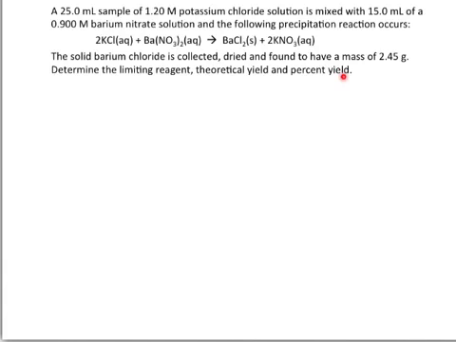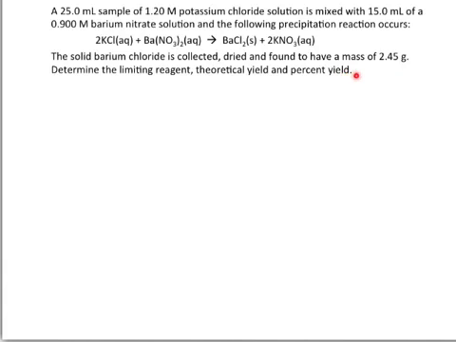I'll find the moles of each reagent and then figure out how much barium chloride I could make from each one of the reactants. And whichever reactant gives me the smallest amount of barium chloride, I know that's the reactant that's going to run out first. That will be the limiting reactant. The mass of barium chloride that I can make is the theoretical yield. And then I'll use the actual yield along with the theoretical yield that I calculated to get the percent yield.